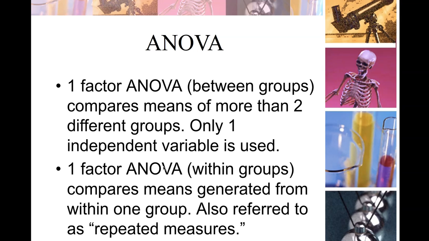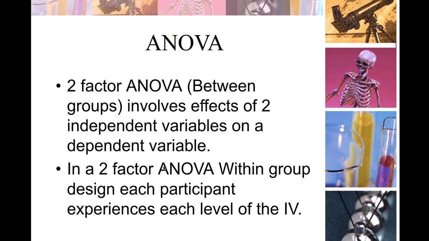You can also have the same thing with a within-group ANOVA, also referred to as a repeated measures ANOVA, because you're repeating the test with the same participants in a within-group study. But you can also have, with an ANOVA, as many different independent variables as you want.